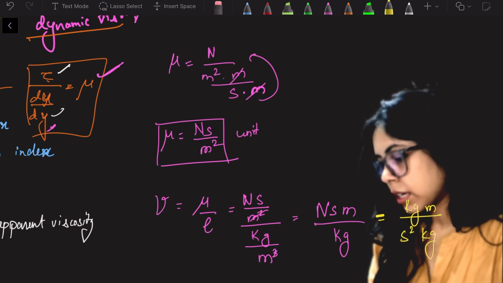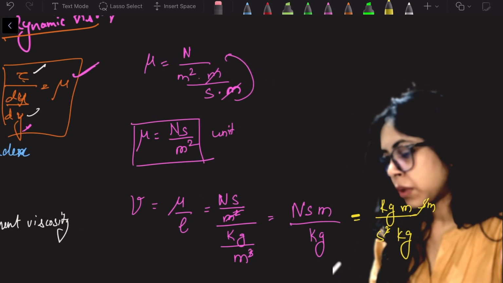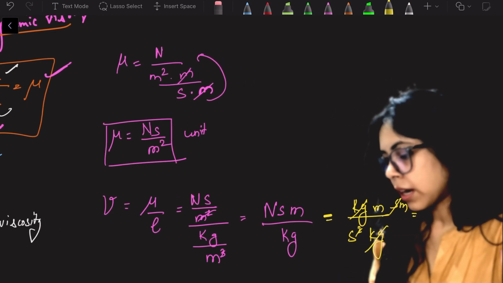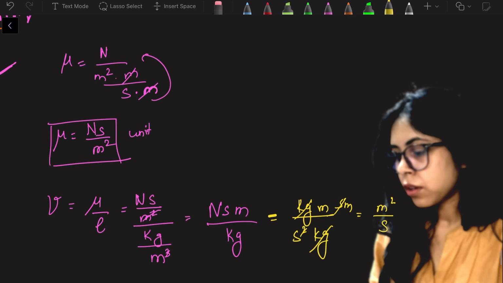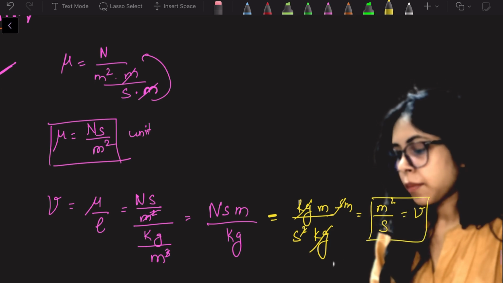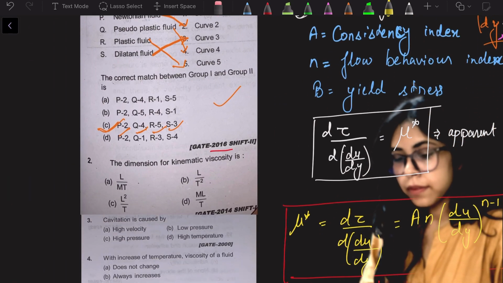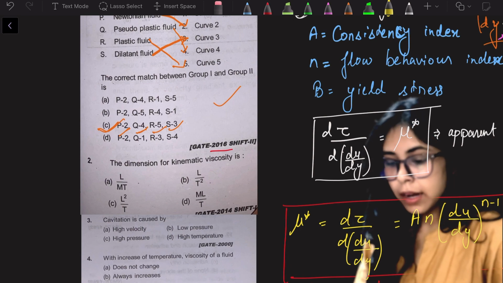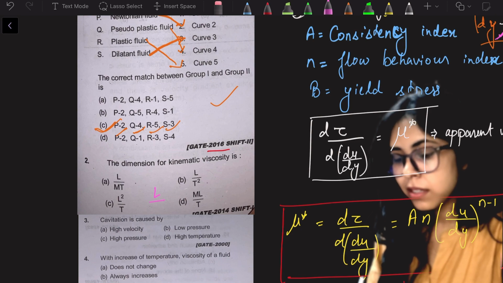We have already kg here and already second and meter here, right? Second cancel, meter will be meter square, kg to kg cancel. We are having meter square per second. So the unit of kinematic viscosity is meter square per second. So let's see the dimensions here. Meter means L, second means time. We have meter square, L square upon second means time. So we have answer C.